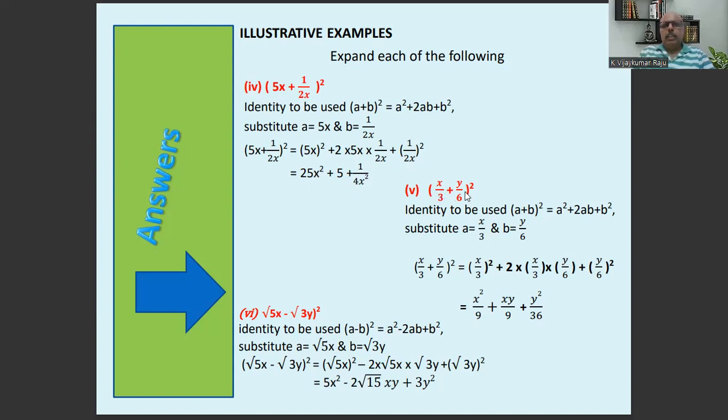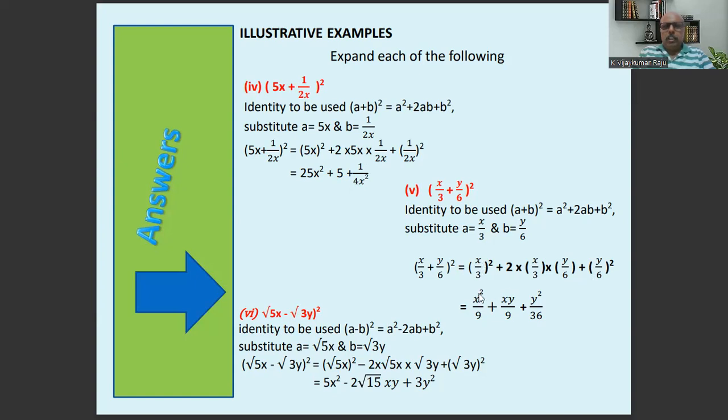Now if it is having like this, (x/3 + y/6) whole raised to 2. Plus sign, so it is (a + b) whole square, so a square plus 2ab plus b square. A is x by 3, b is y by 6. So (x/3 + y/6) whole square is equal to (x by 3) whole square plus 2 into x by 3 into y by 6 plus (y by 6) whole square.